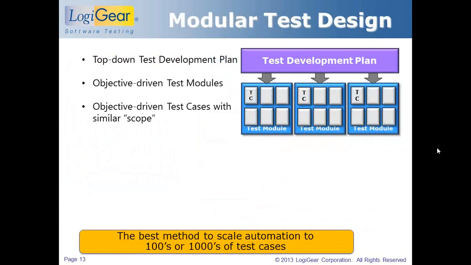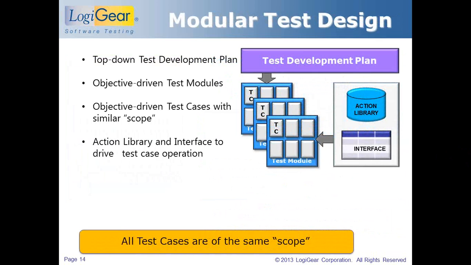And what you do is group all those test cases within a test module, and they're all related somehow with the same kind of scope. And then you apply the action library, the keywords that we talked about, to those test cases to execute the actions for those test cases. And you have an interface between the application under test and the test cases, so that you can protect those test cases when the application or GUI changes.